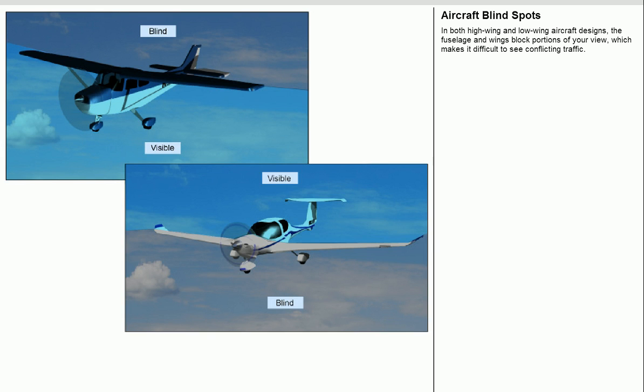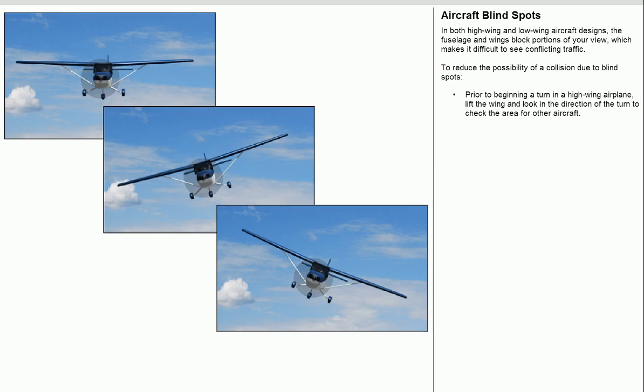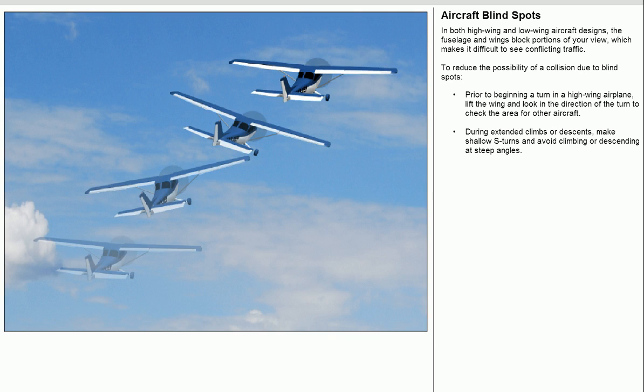For example, in a high-wing airplane, lowering the wing to start a turn immediately blocks your view. In addition, when a high-wing airplane is below a low-wing airplane on approach to landing, both airplanes can easily remain out of sight of one another. Similar problems can occur during departure. To reduce the possibility of a collision due to blind spots, prior to beginning a turn in a high-wing airplane, check the area for other aircraft by lifting the wing and looking in the direction of the turn. During extended climbs or descents, make shallow S-turns and avoid climbing or descending at steep angles.